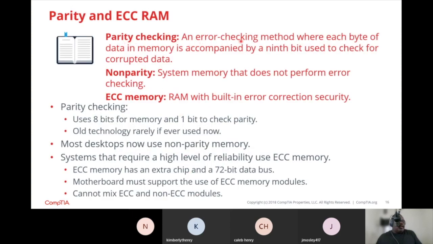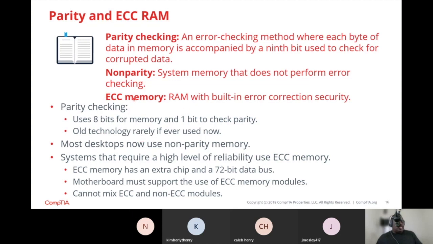Parity checking, an error checking method where each byte of data in the memory is accompanied by a ninth bit used to check it for corrupted data. Non-parity means that it does not perform any error checking. ECC memory is RAM with built-in correction security. Parity checking uses 8 bits of memory and 1 bit to check the parity. It is older technology and it's rarely ever used now.